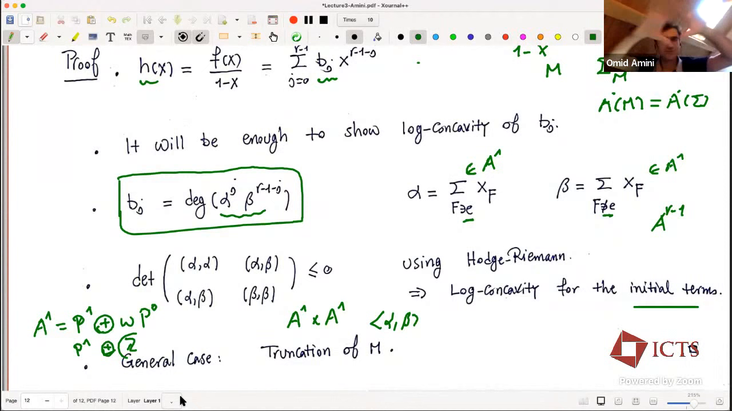For the general case, you know that b_j counts increasing first. So what you do is that you truncate the matroid by removing the top lines in the diagram of the matroid, and then you create a new maximum element. So it gives you a truncation, and this will be again a geometric lattice. It corresponds to a matroid, so you can proceed then by induction to prove that for the initial terms associated to this truncation, you also have the log concavity, and then you have the result.